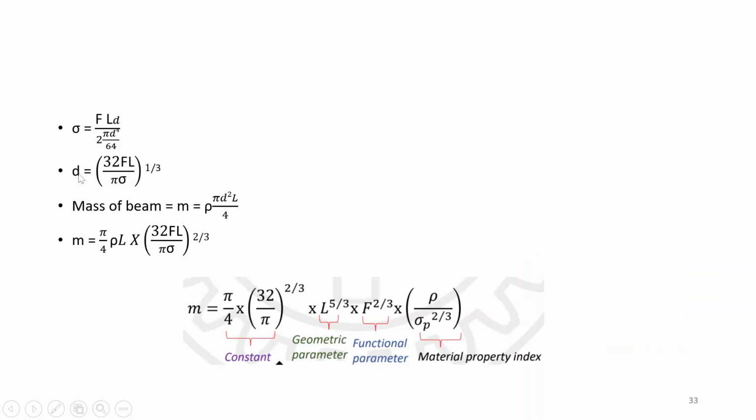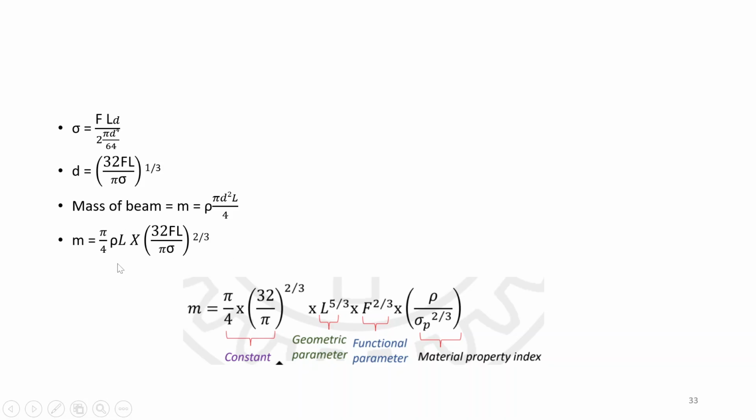Okay, and then you can find out what the diameter is, and mass of the beam is also given as m equals rho times volume, and volume of a circular beam is given as pi d square L upon 4. So we want to find out light weight. So here you can put the value of d square. So this will be 32 F L upon pi sigma, to the power 2 by 3 because it is square.